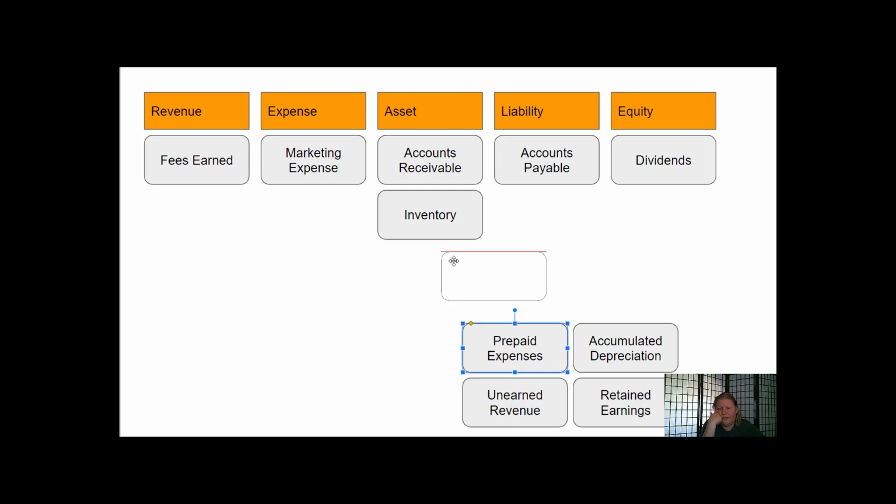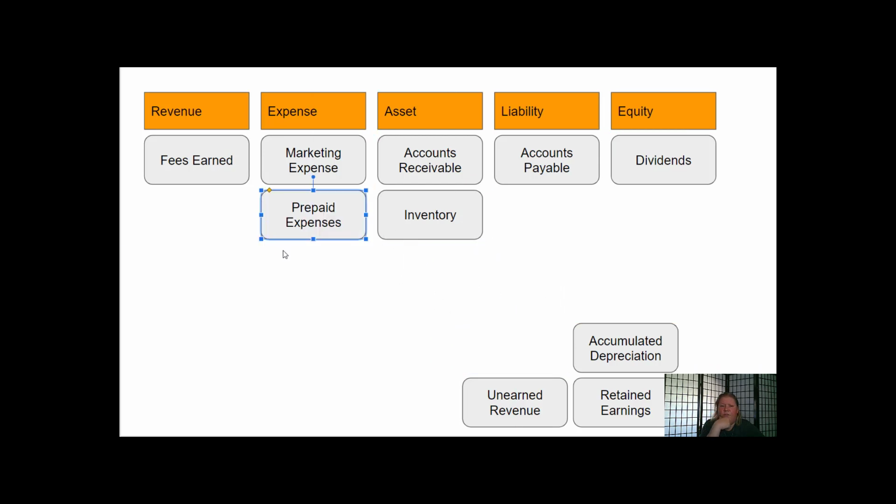Oh, Kristen, I see the word expenses, so I'm going to put this under the expense category. Okay, but think about this one. Let's go back over here. Prepaid expenses. What does the word prepaid mean?